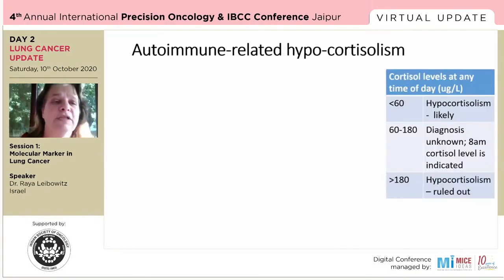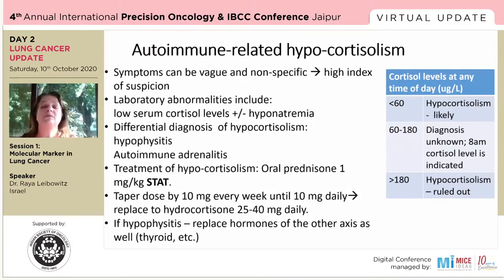So again, I'm really short on time, so I don't have time to go into autoimmune-related hypocortisolism. Again, symptoms would be vague and non-specific, and we must have a high index of suspicion. The laboratory abnormalities will include low serum cortisol with or without a hyponatremia. And of course, the differential diagnosis would be either a hypophysitis or autoimmune adrenalitis. And we must think of this diagnosis because we must start a treatment as soon as possible with oral prednisolone. I did have a patient about a few weeks ago coming into clinic very, very tired and fatigued. He had 0 cortisol in his blood. So this is truly an emergency or on the verge of emergency.